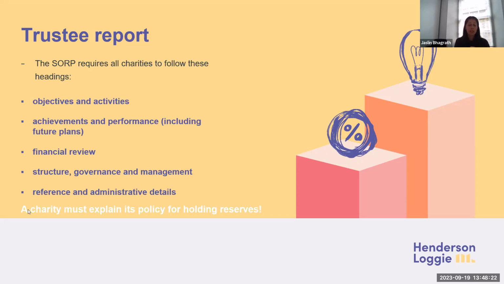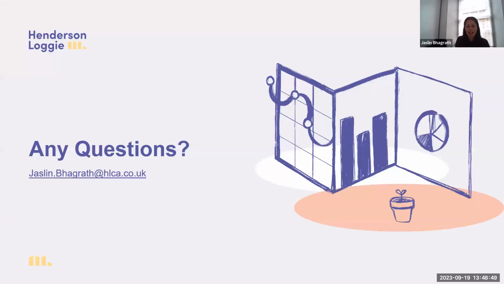So the trustees report is a really, really important part of the document. It's probably the longest part of the financial statements, but it really is a chance to showcase what great work your charity has done. But it's important that it reflects the numbers, and they should go hand in hand. Hopefully that's given you something to think about and some food for thought. I'm happy to answer any questions, Tracy.